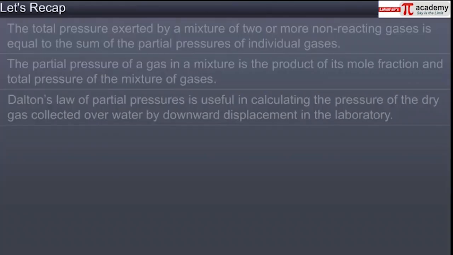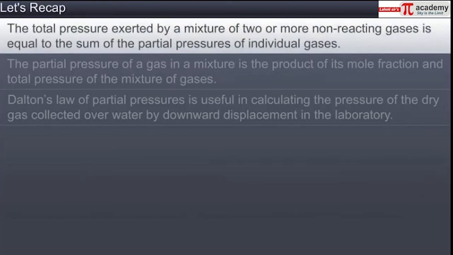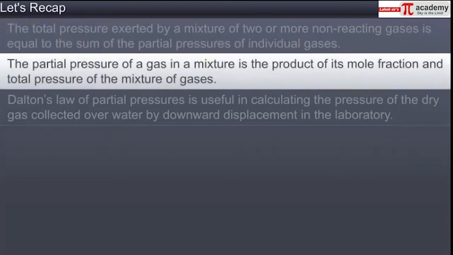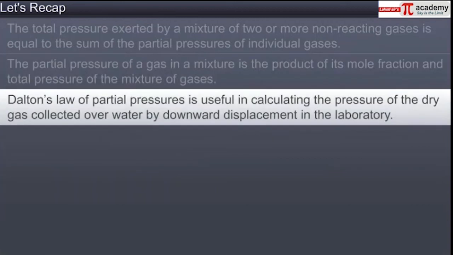You have now reached the end of this module. In this module, you learned that the total pressure exerted by a mixture of two or more non-reacting gases is equal to the sum of the partial pressures of individual gases. The partial pressure of a gas in a mixture is the product of its mole fraction and total pressure of the mixture of gases. Dalton's law of partial pressures is useful in calculating the pressure of the dry gas collected over water by downward displacement in the laboratory.